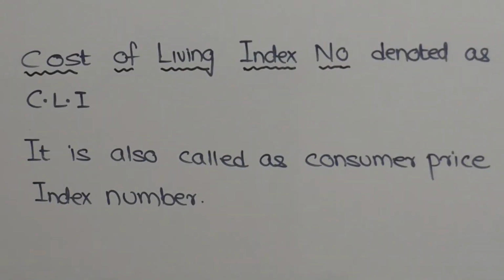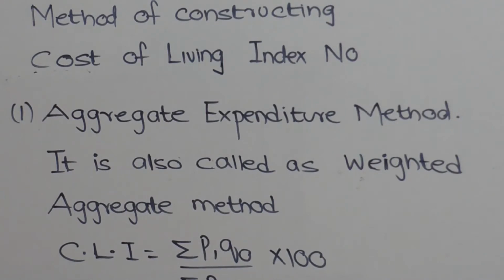Cost of living index number is denoted as CLI. It is also called the consumer price index number. The next method is constructing the cost of living index number. The first method is the aggregate expenditure method, also called the weighted aggregate method. CLI equals sigma P1 Q0 upon sigma P0 Q0 multiplied by 100.